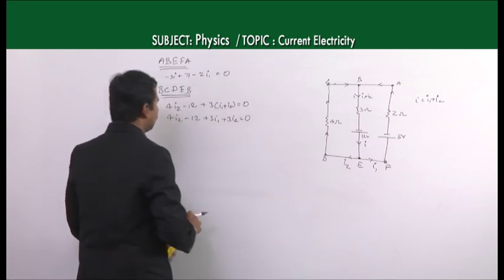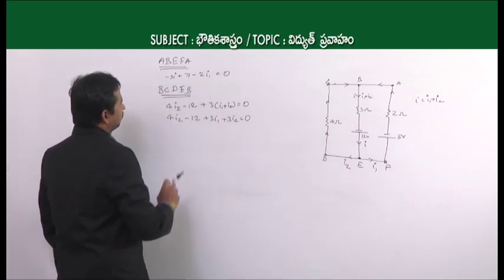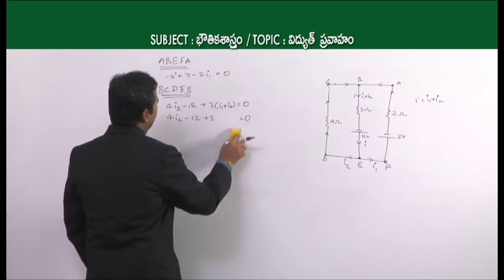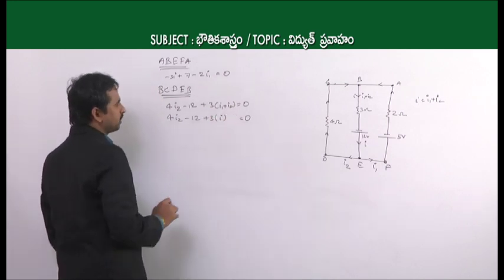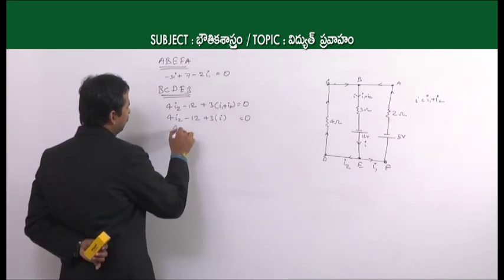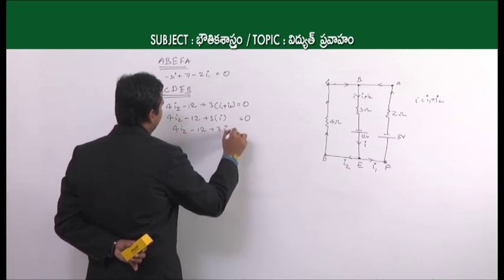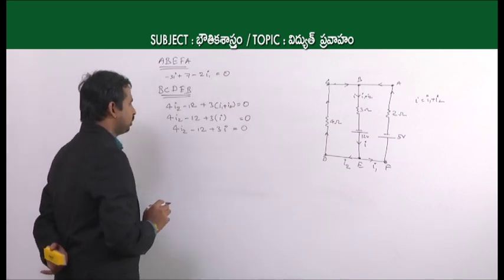Actually, if you want, you can take I1 plus I2 as I, because I1 plus I2 is equal to I. Then we got 4 I2 minus 12 plus 3 I is equal to 0. This is the second equation we got.